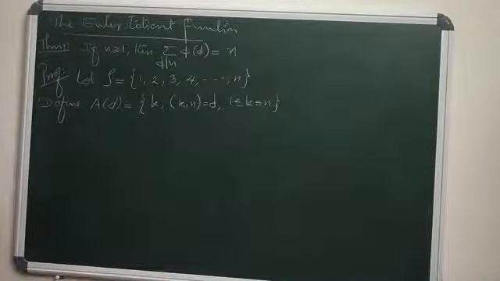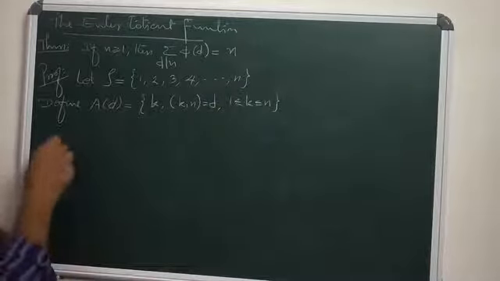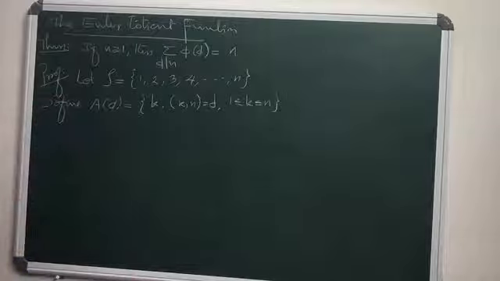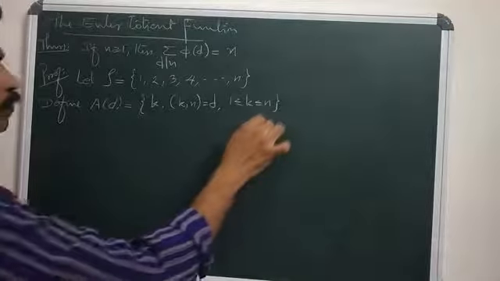We can define A of D equals the set of all k with the GCD of k and n equal to D, and k ranges from where to where? K ranges from 1 to n. So, suppose the A of D's are disjoint and the union of A of D.